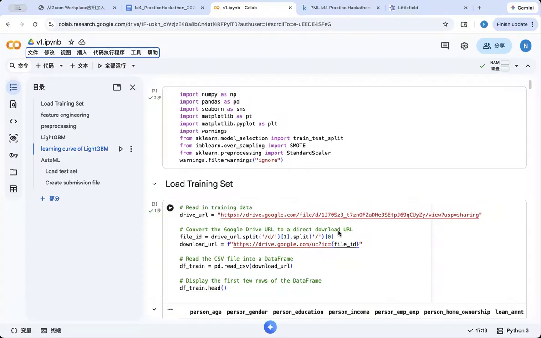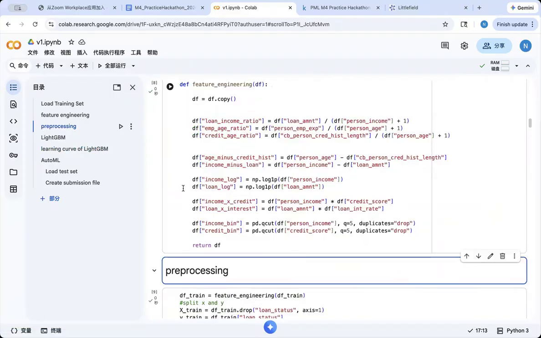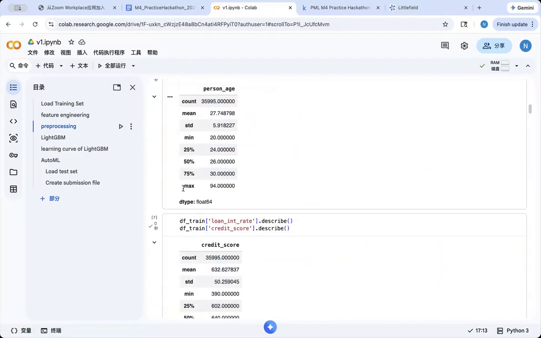At the beginning, I examined the descriptive statistics of several specific columns in the dataset and found some extreme values, such as age larger than 100. After removing these extreme values, I proceeded with feature engineering.